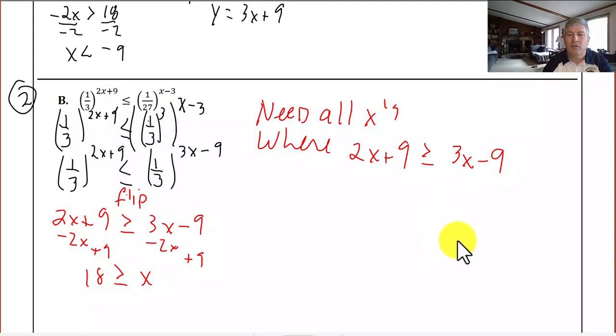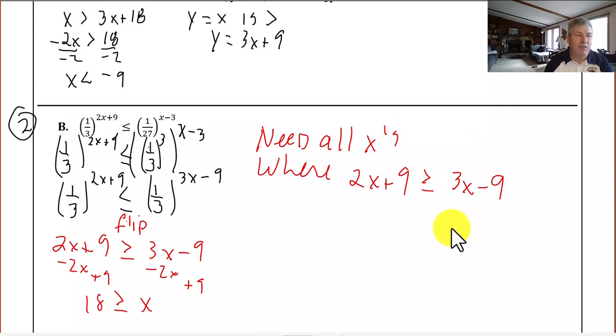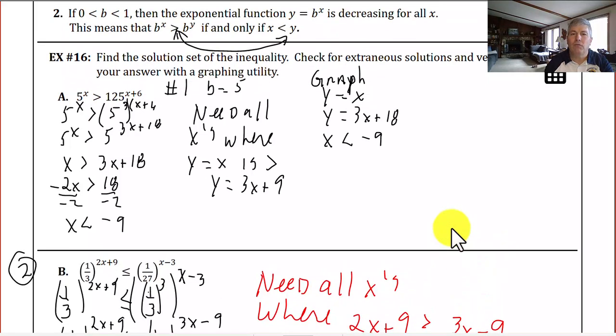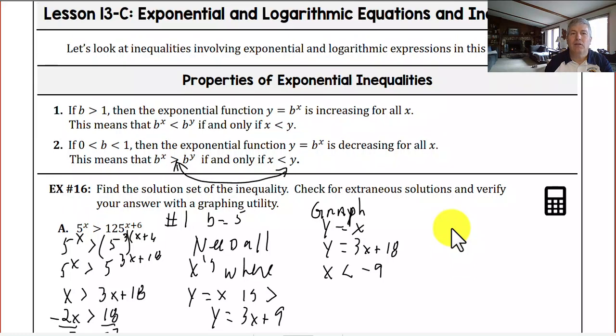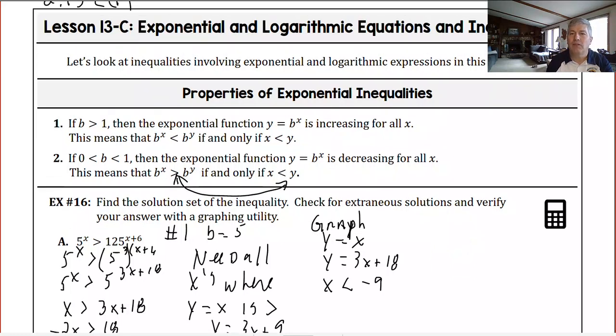So we've explored properties of exponential inequalities, and we've shown you how to confirm those using your graphing calculator, and you'll get some more practice with this when I see you in class.